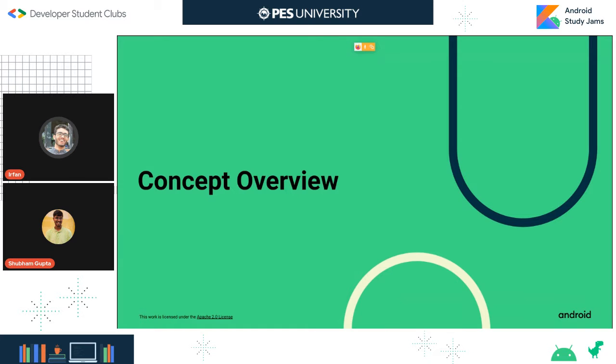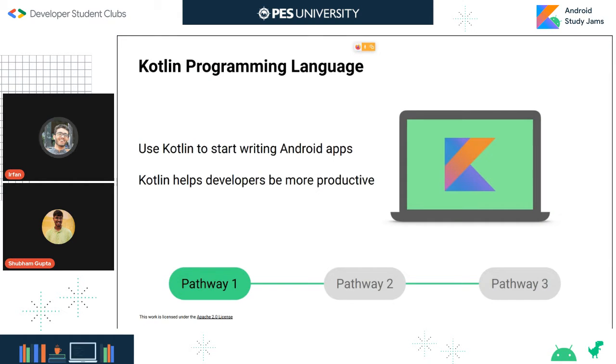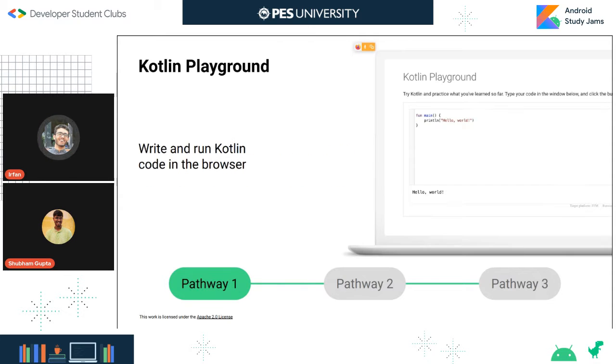Now I'll be giving you a brief concept overview. So what is Kotlin and why Kotlin? Kotlin was an initiative between Google and IntelliJ to build a programming language that is ideally suited for Android development. Kotlin in general helps developers be more productive. It makes developing Android apps easier. For the introductory session now, we will be using the Kotlin Playground, on which you can write and run Kotlin code in the browser. This link will be shared shortly.